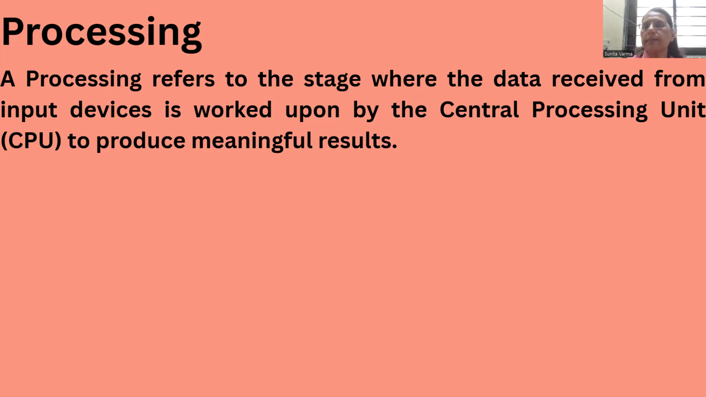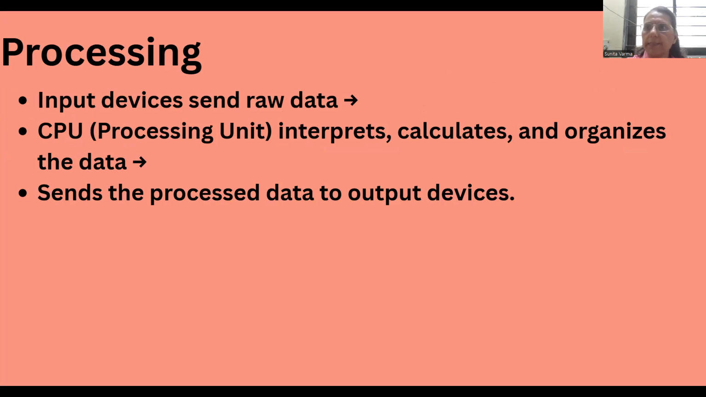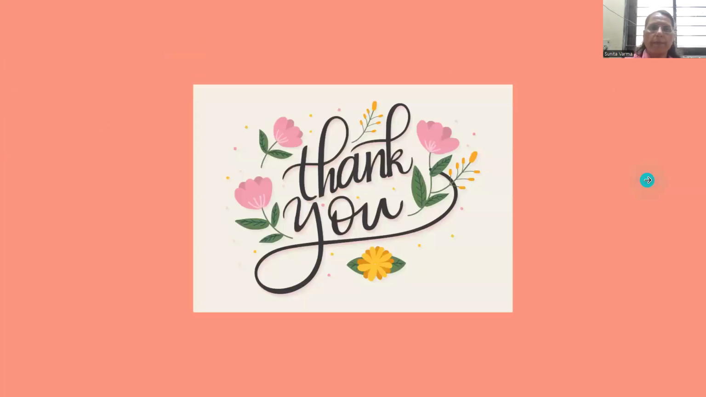Processing means instructions are given to the computer with the help of programs. They perform the necessary task desired by the user, and that is called processing, getting the meaningful result from the raw data. When we give raw data as an input, the CPU interprets the instructions given by the user, and accordingly performs the calculations or processes that data, organizes that data, and gives the output to the user. So this is all from my lecture.